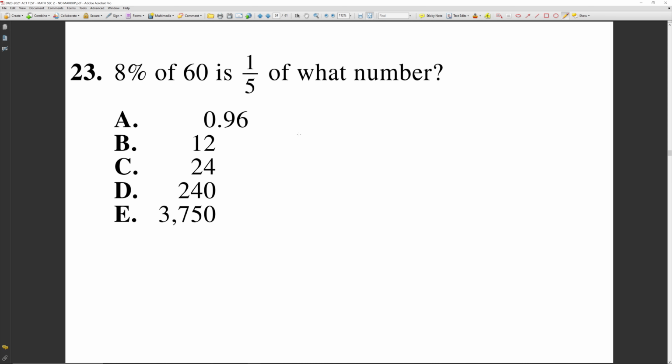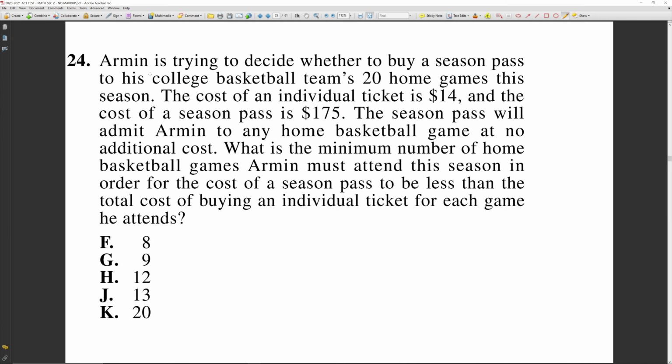Okay, let's do the first part first. So 60 times 0.08, and this is equal to 4.8. And I need to multiply this by 5 because it's 1/5. So I gotta make this a little larger. So multiply by 5 and I get 24. Answer is C. In reality, this is a 10-second problem. Like a boss, man. Number 24.